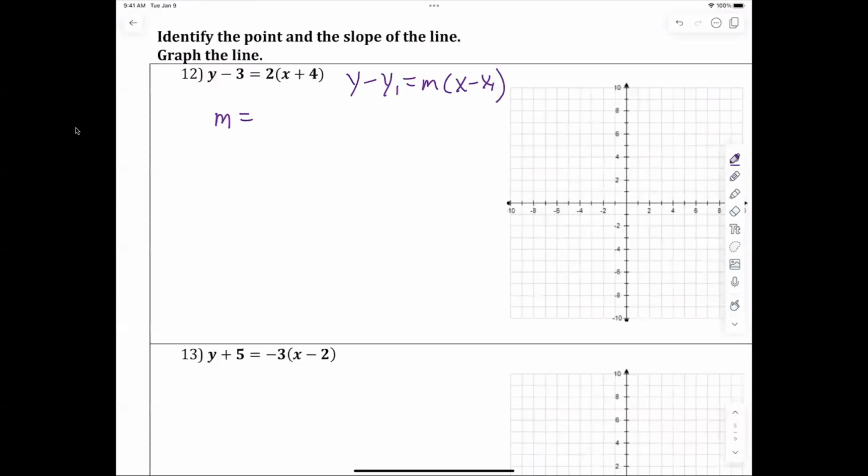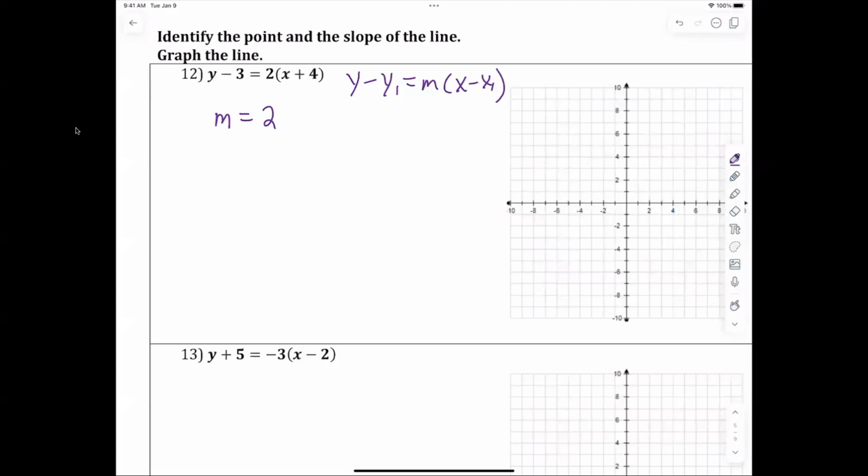The slope is 2. The number in front of the x parentheses is the slope. Does everybody understand? We're just going backwards now. Now I give you the equation. You tell me what the point and the slope is. All right, that's all I'm asking. Is everybody with me on that?